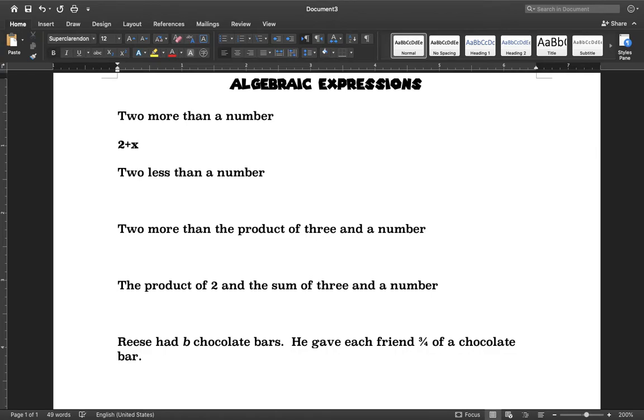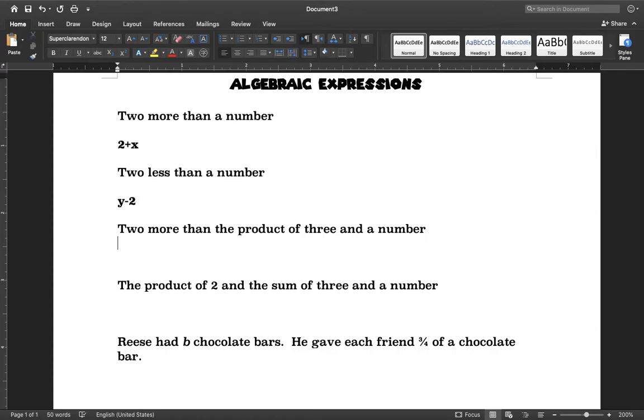2 less than a number. As I remember from last time, we're going to pick our variable first. Let me use y. 2 less than y is y minus 2. Whatever y is, it's minus 2. In this case, x and y might be the same thing, they might not be. This is just to show different problems.